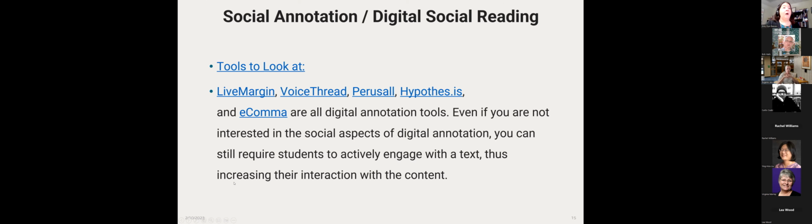I'm also always looking for new technologies to use, and really looking at digital annotation tools. There's VoiceThread, LiveMargin, eComma. All of these have digital annotation, and that requires students to actively look at a text and then interact with it through verbal means. So if you ever use any of these, this might be another way to interact with your students, especially if you have an article or a book chapter. They can annotate that and talk about how they feel on a particular issue or course content.